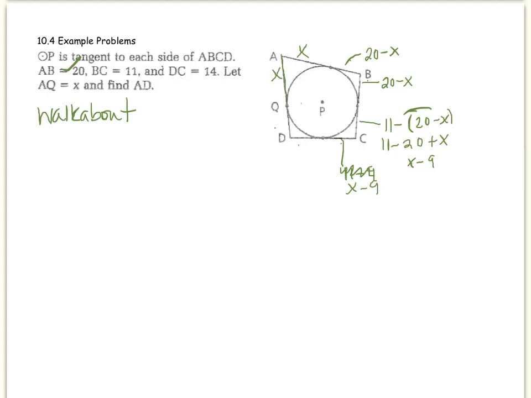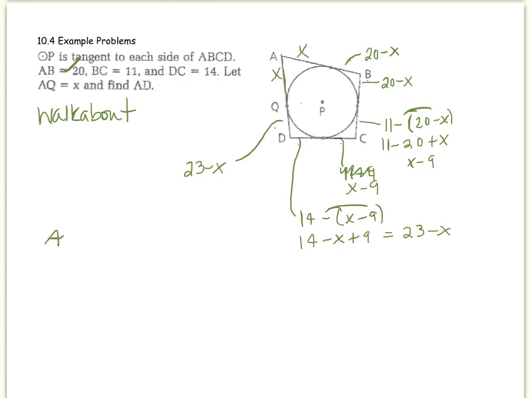Okay, so now if we know that DC is 14, then again, this segment should be 14 minus x minus 9. Again, careful distributing those negatives. This becomes 14 minus x plus 9, which gives us 23 minus x. So if I finish my walkabout the circle, I have again that this is 23 minus x.